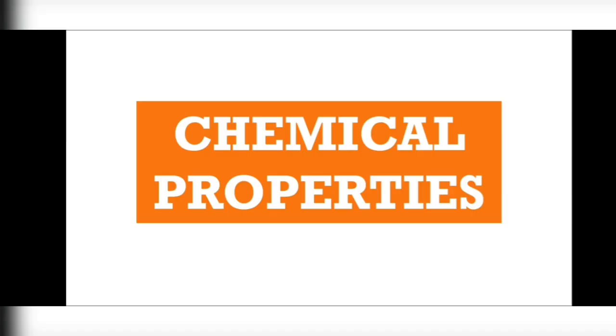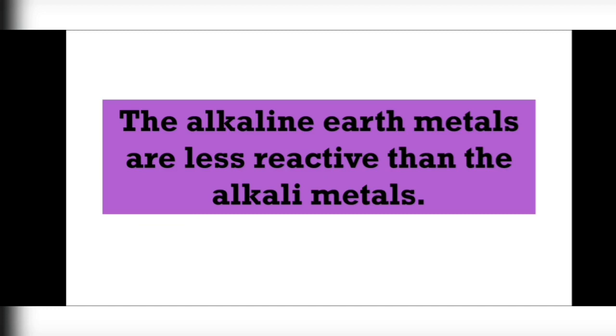Now we're not discussing the chemical properties of alkaline earth metals in detail. They are comparatively less reactive than the alkali metals, because their outermost electronic configuration is ns2, while for alkali metals it is ns1. Alkali metals have a tendency to lose that electron more easily than alkaline earth metals. So alkaline earth metals are less reactive than the alkali metals.